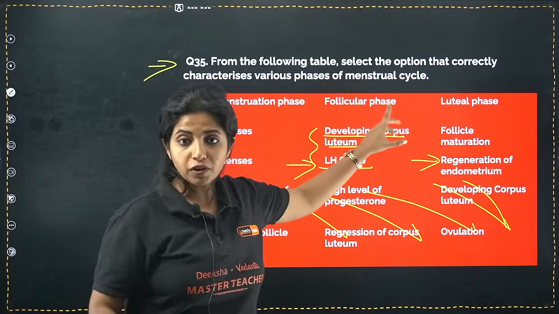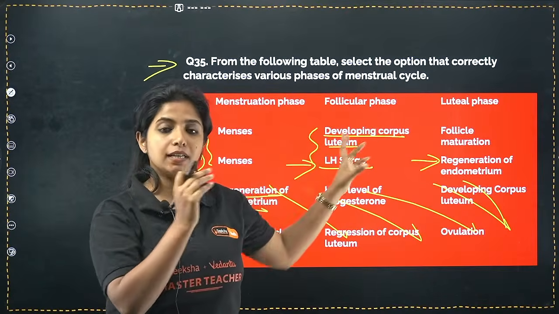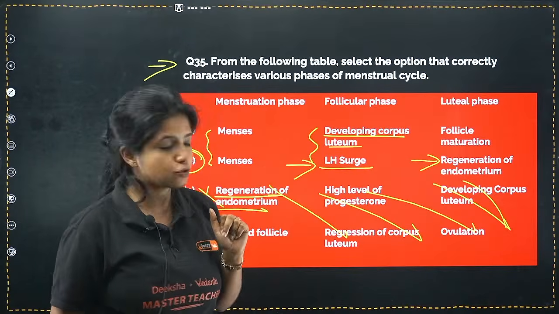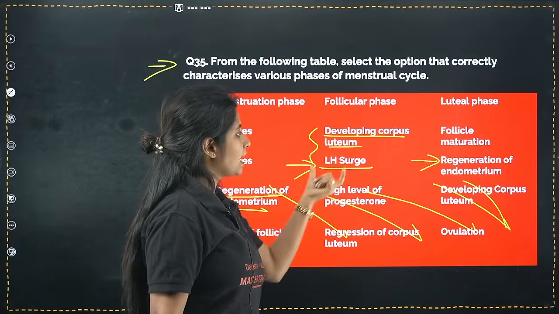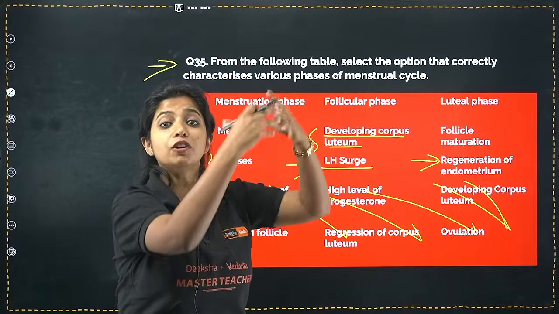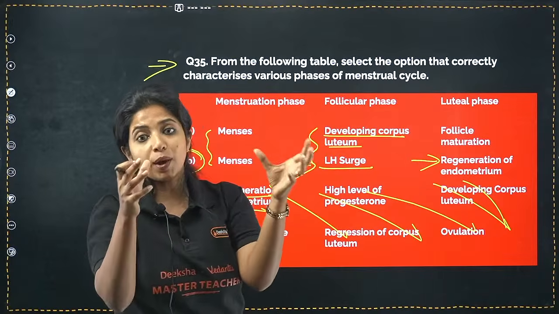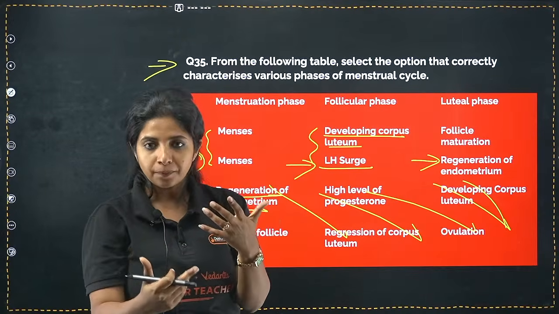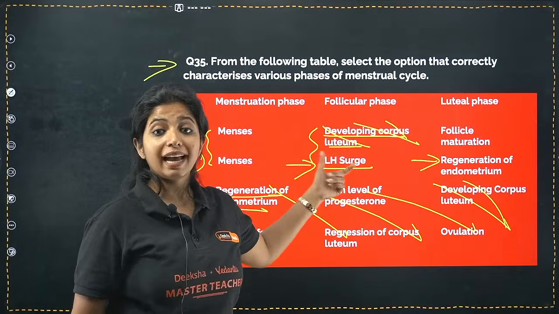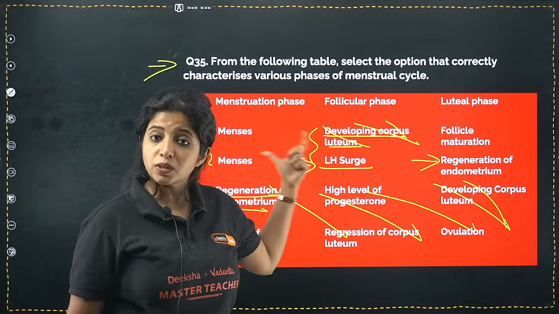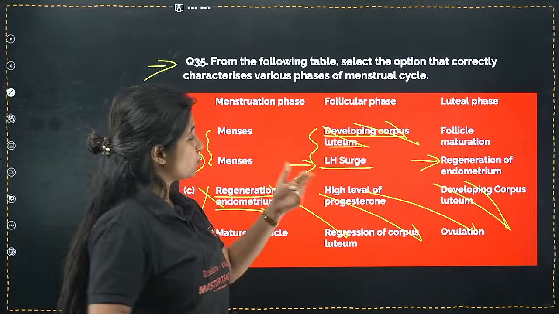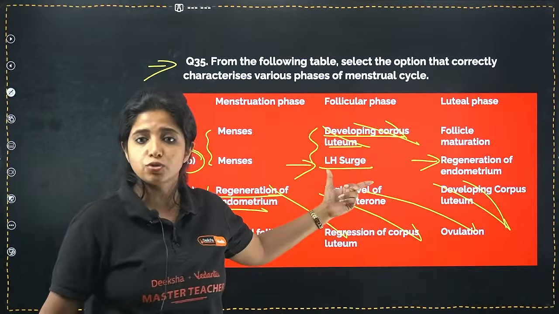Now, in the follicular phase, the follicles are developing and regeneration of endometrium happens, but none of them are given over here. You just have two options to pick, developing corpus luteum and LH surge. Corpus luteum develops after the follicular phase, that is after ovulation happens. That's when your corpus luteum is going to be developing. So this obviously is not the case, I have to remove this. What are we left with? LH surge. Ma'am, LH surge happens in this particular phase? No, but it happens towards the end of the follicular phase, which is why I'll say that if I have to choose, I will be choosing this.